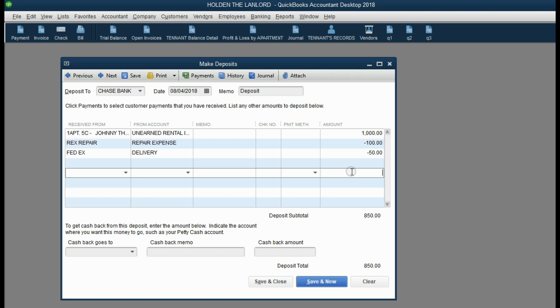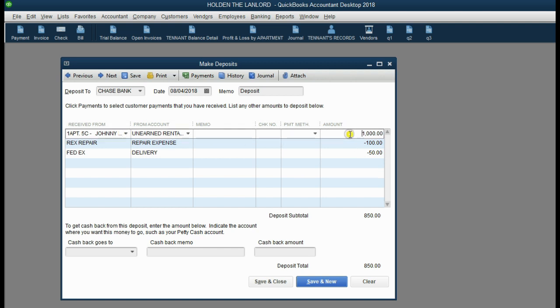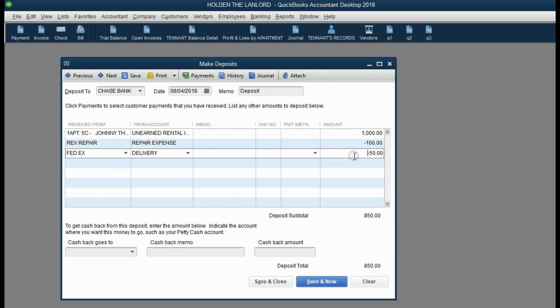So what is happening here? Well, the unearned rent increases by $1,000 because that's the amount of unearned rent that Johnny paid, and of course Johnny's balance will go up by $1,000. Repair expense will increase by $100 because we paid $100 of this $1,000 to repair, and delivery expense will increase by $50 even though we put a minus. The minus is decreasing it from the deposit, but the $50 itself is increasing the amount that you paid for delivery. So this is how you would record the deposit at the end of the day.